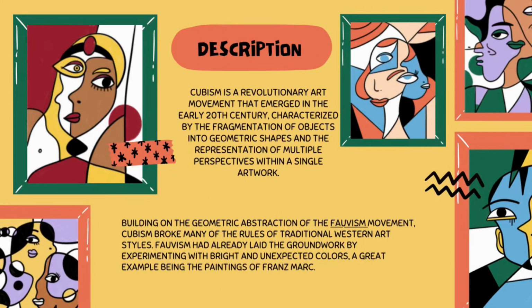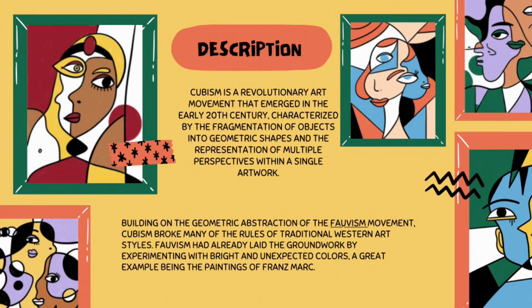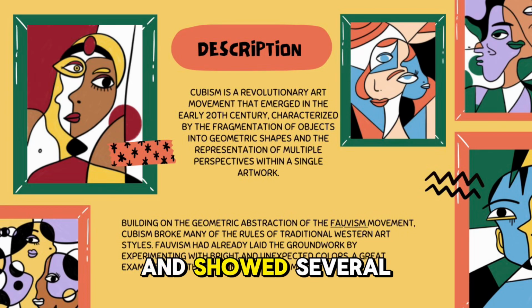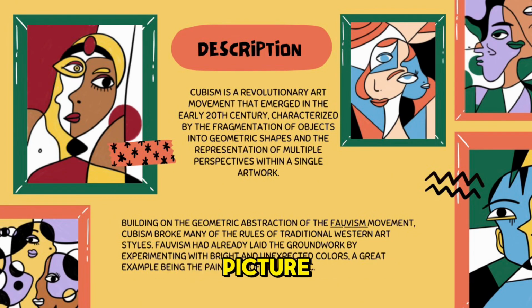Definition: Cubism was a total game changer in the early 1900s. Instead of painting things to look real from one angle, artists broke objects down into geometric shapes and showed several different viewpoints, all at once in a single picture.